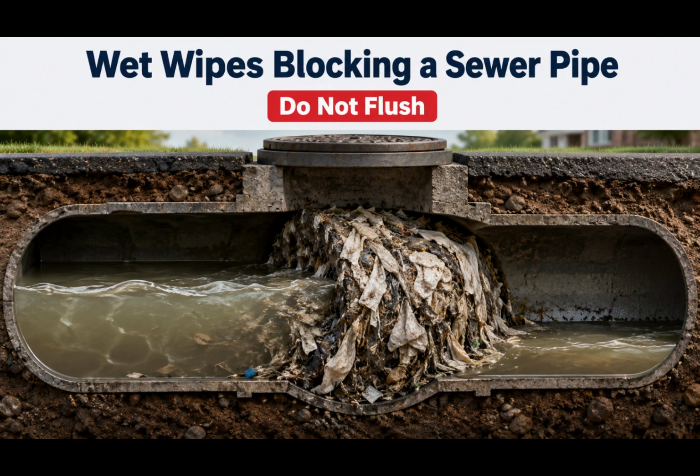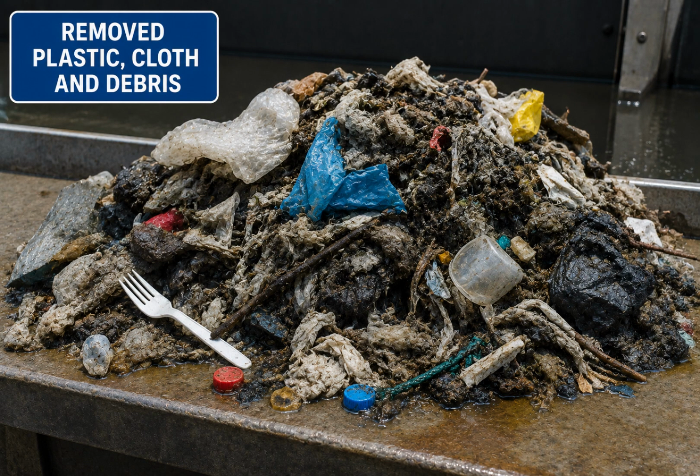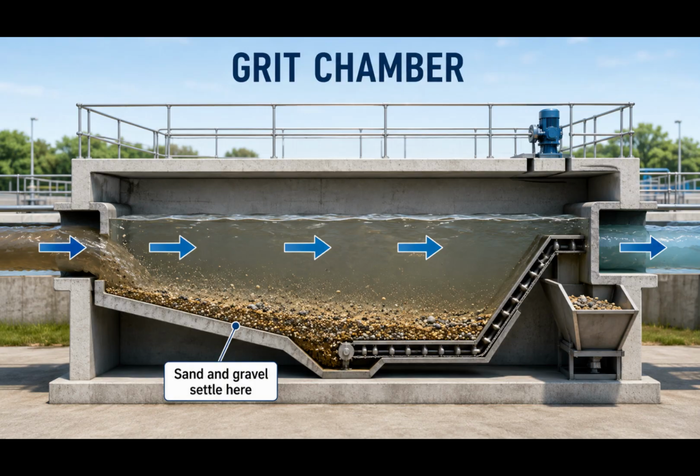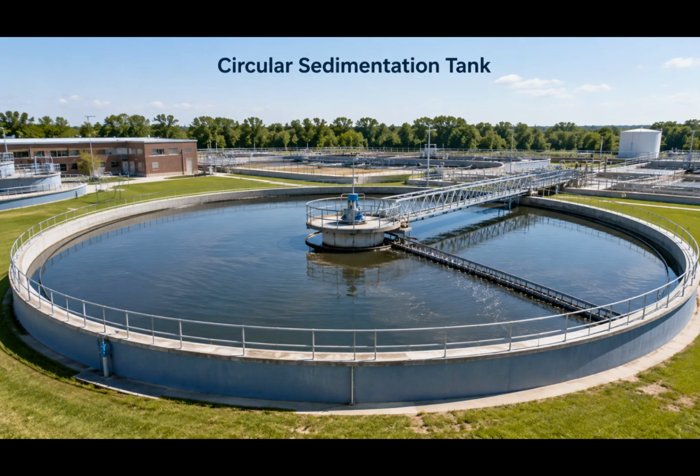After screening, the wastewater may enter a grit chamber. In this chamber, the flow is carefully controlled so that heavy materials such as sand, gravel, eggshells, and small stones settle to the bottom. Removing grit and large debris protects pumps and other machinery used during the later stages of wastewater treatment. Next, the wastewater enters large tanks called primary settling tanks or primary sedimentation tanks.